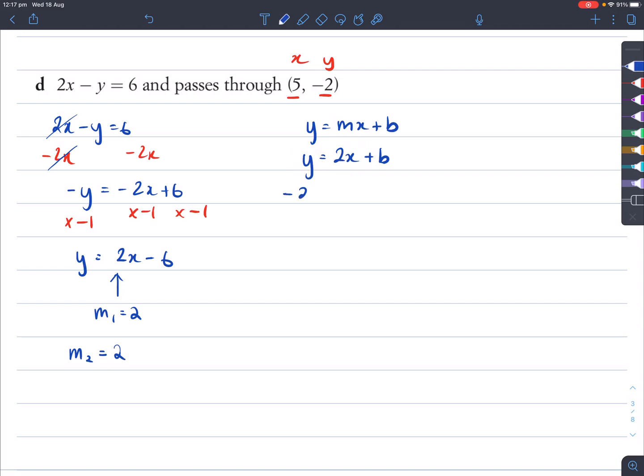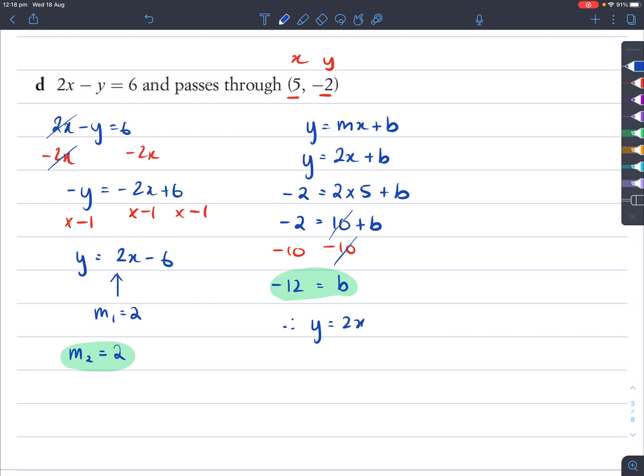So if y equals negative 2, that's equal to 2 times 5 plus b, okay? So negative 2 is equal to 10 plus b. And now if we subtract 10 from both sides, then I get negative 12 equals b, these 10s cancelling out. So b equals negative 12. Therefore, my final equation, which contains my y-intercept of negative 12 and my gradient of 2, is y equals 2x minus 12. Okay?